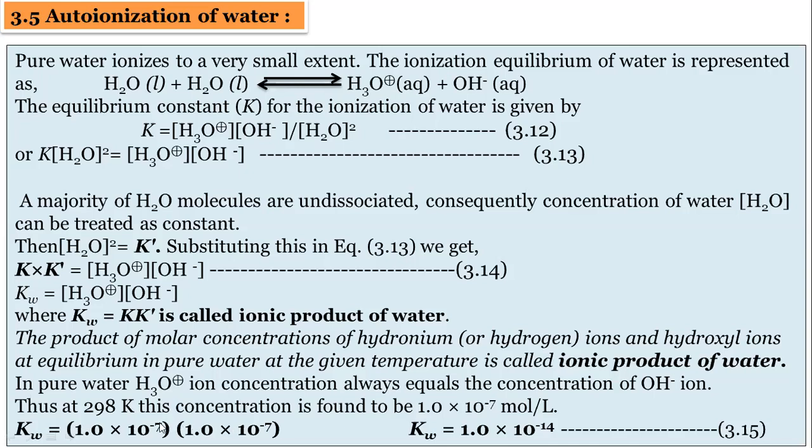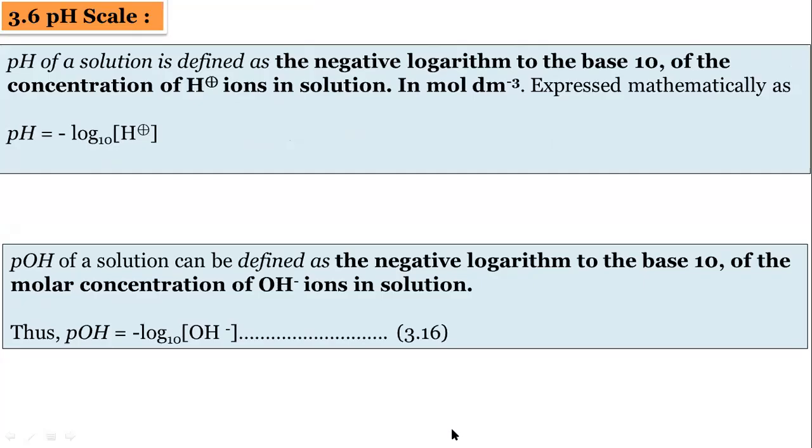So by doing the multiplication, we will get 1.0 × 10^-14. So this Kw, the ionic product of water at 298 Kelvin, has the value 1.0 × 10^-14. Remember this value because this will be required for solving the numericals. Then depending upon this Kw, there is a relation between pH and pOH.